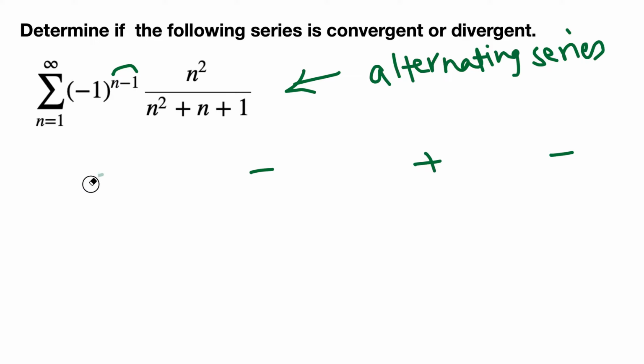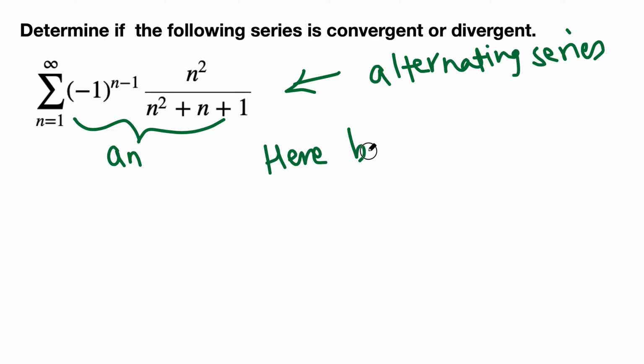That means we can use the alternating series test to show the convergence. Note that the alternating series test can only be applied to show convergence, not for divergence. And we know that the whole term, everything, that's a_n, and without this sign plus minus, this is b_n. So we can say here b_n is just that part, n square over n square plus n plus 1.